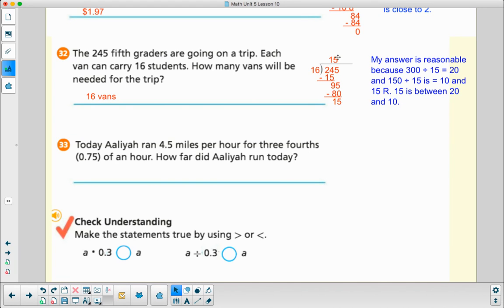I had to add 1 to my quotient for the remainder because these 15 fifth graders all needed one more bus.